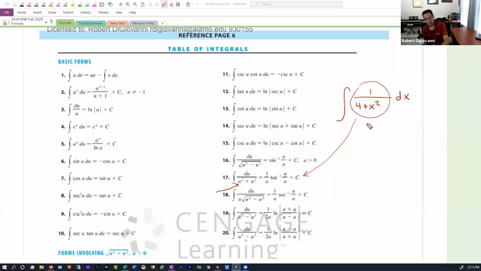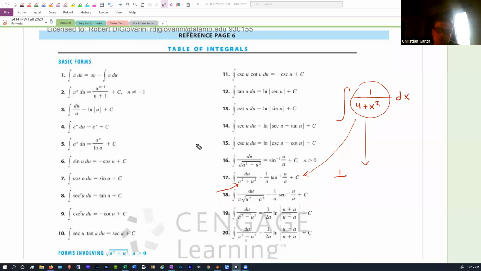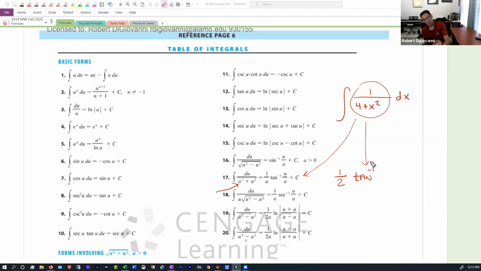So what would the answer to this be according to this formula? 1 over, is it 2 or 4? 2. 2 arctangent of, now we do this part, x over 2 plus c. Do y'all see how that formula was used? Are there any questions on that?